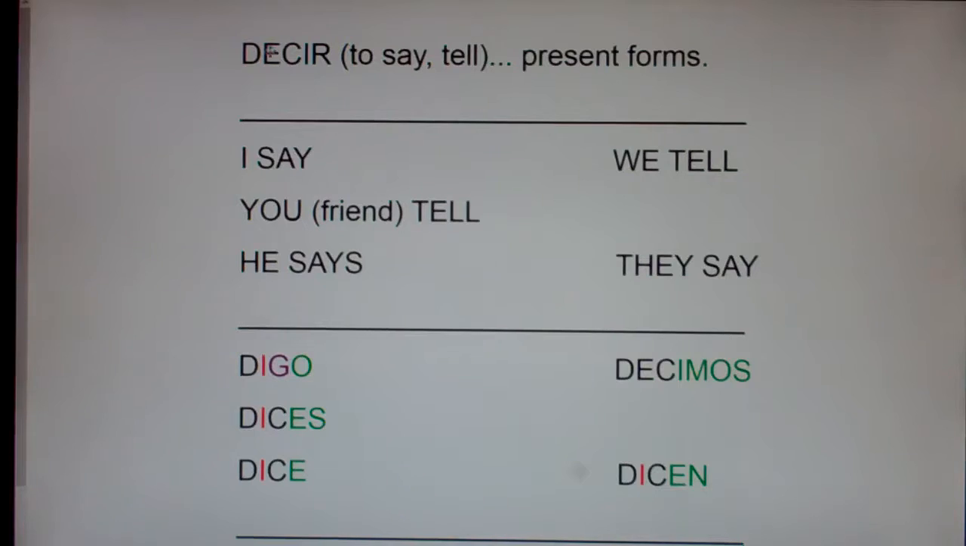Now I want you to notice, since it's an IR verb, the E turns into I 95% of the time. If it's an IR verb, the E turns into I. Remember, there are other verbs like perder where the E turns into IE. But we'll talk about that later. Decir, to say or to tell in the present tense.